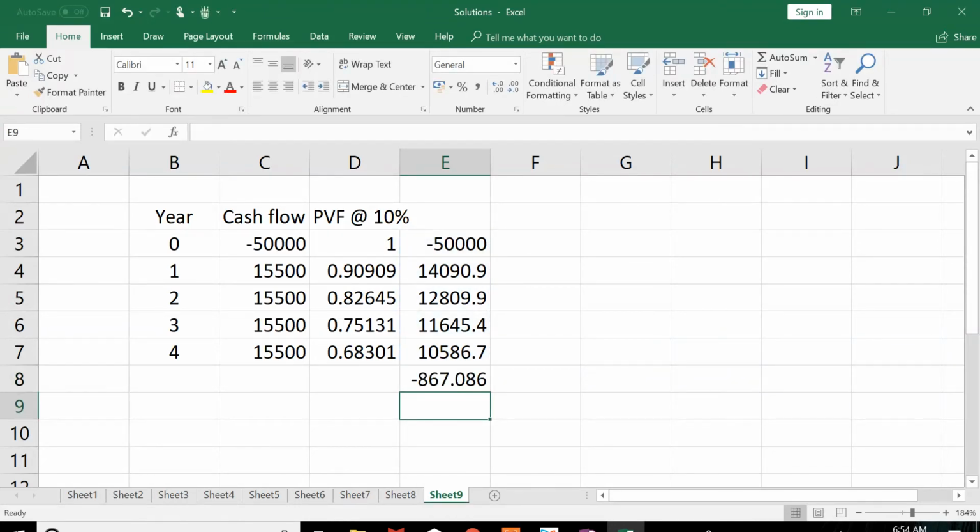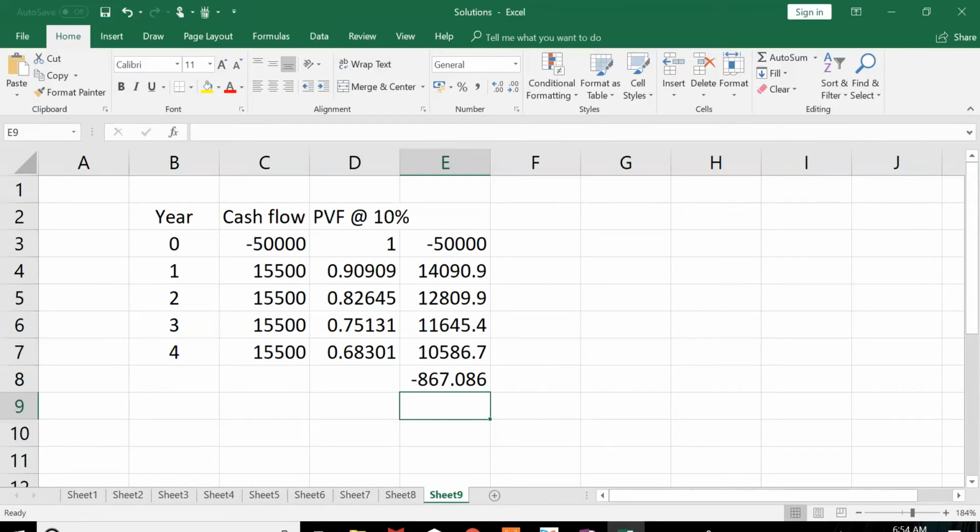Now it is showing a negative NPV of 867. I need one positive NPV and one negative NPV to get to the IRR. In short, I need an IRR at which the NPV is going to be 0, or I need the discount rate at which NPV is going to be 0.